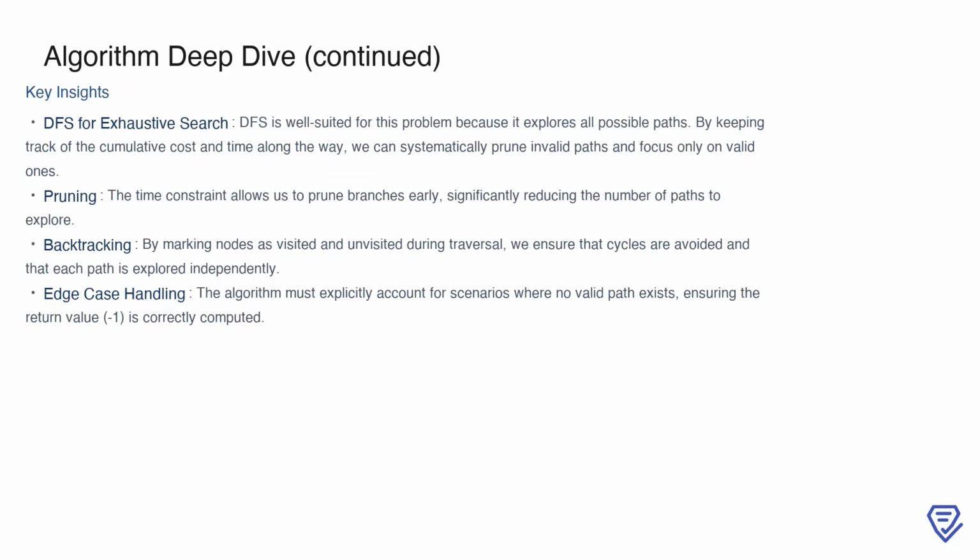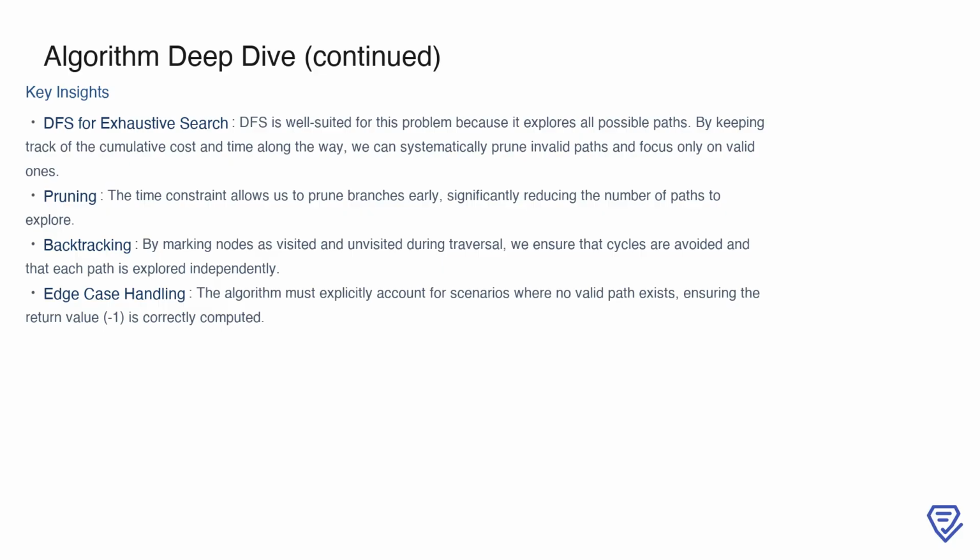There are several key insights that make this algorithm effective. First, DFS is a natural choice for this problem because it systematically explores all possible paths while keeping track of cumulative cost and time. This allows us to prune paths early when they exceed the time limit, significantly reducing the number of paths that need to be considered.